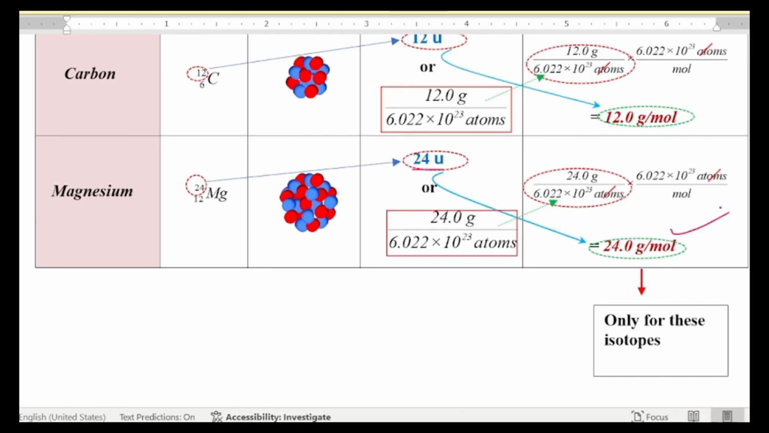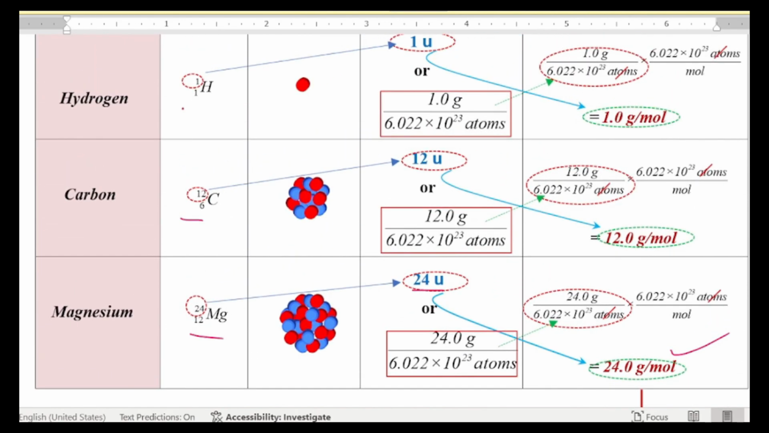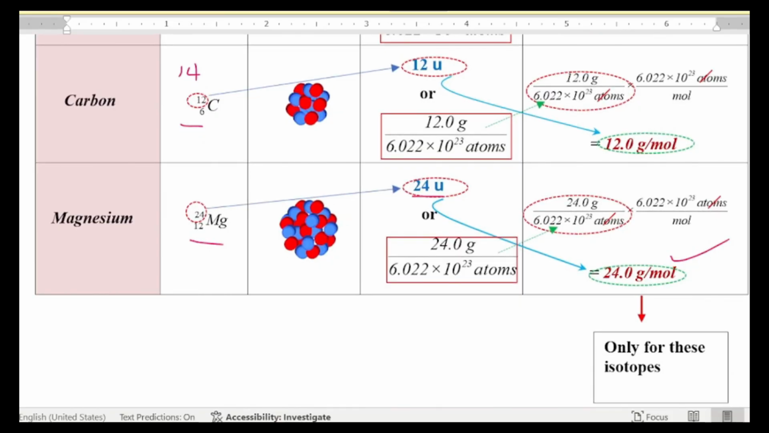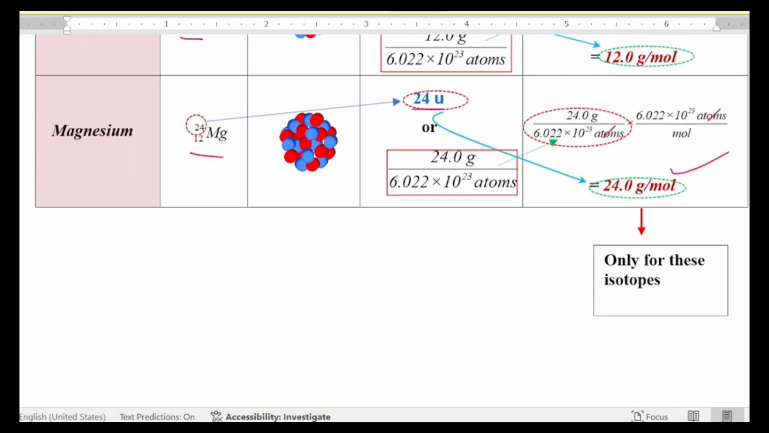But mind you, these values that they're getting here are only for this isotope here, only for that isotope there, only for this isotope here. Had you used tritium with hydrogen at 3, this would have been 3 grams per mole. Had you used carbon-14, then it would have been 14 grams per mole. I can't remember what's the other isotope. Had you used another isotope for magnesium, it will be in that and not this one here. So note that. So then, that is the concept of the mole.